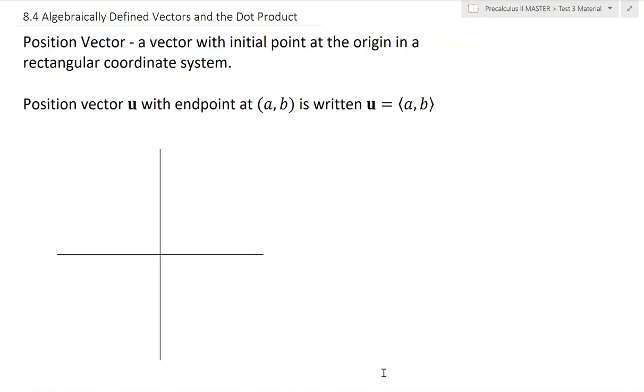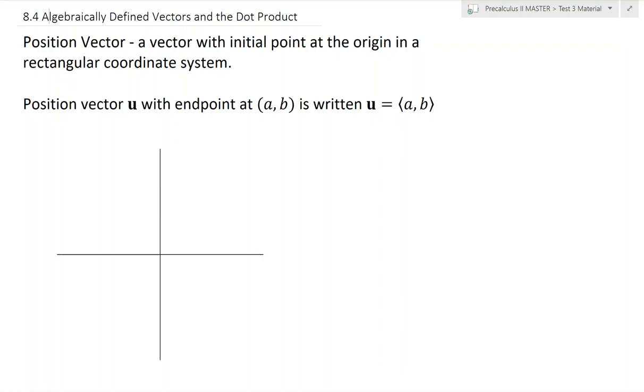8.4 covers algebraically defined vectors and the dot product. So let's start with the definition of what a position vector is. A position vector is a vector with initial point at the origin in a rectangular coordinate system. If you have a position vector, we'll call it U. It's a boldface U, not italicized. With the endpoint at (a, b), it's written as vector U equals ⟨a, b⟩ with the angle brackets.